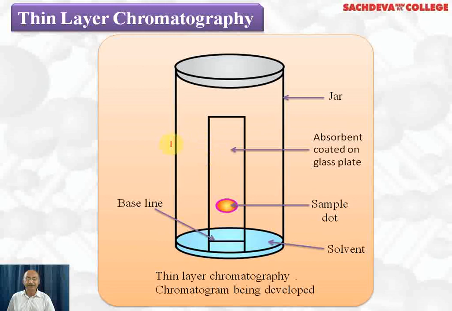Dip this glass strip into the paste of silica gel. This will be coated with silica gel and it will become white on both sides. Because we need only one side, the other side you can scratch off also. So the thin layer chromatography plate is ready, and here this is the reference line or baseline. Here you can mark the reference line or baseline and put a sample spot on the baseline.